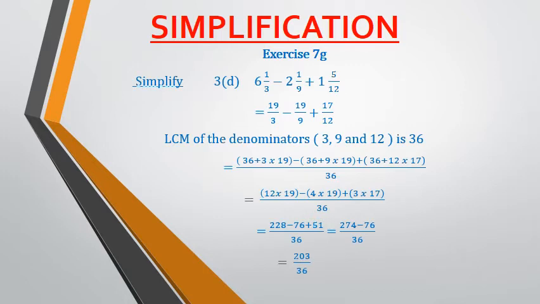And now this is an improper fraction, so we need to change it into a mixed fraction. So our answer is 5 23 by 36.